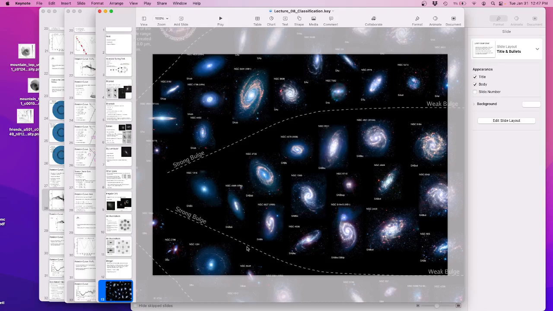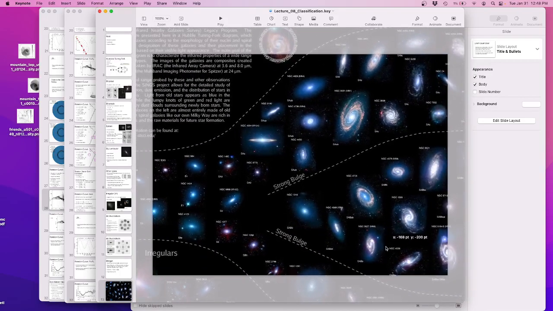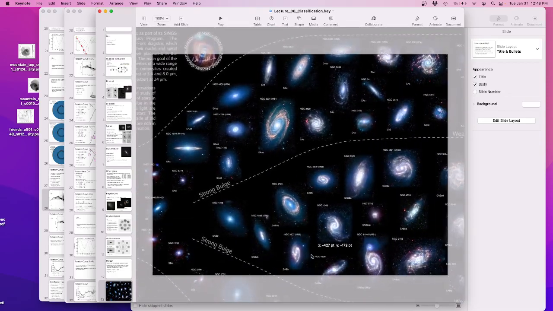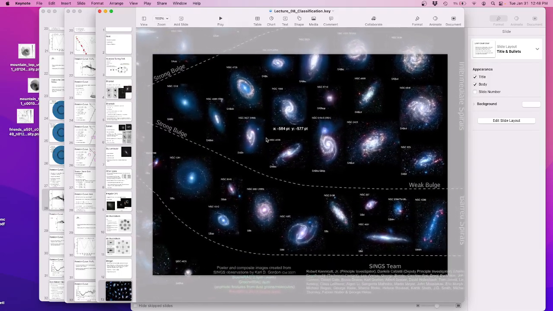Here is a really cool thing. I gotta put this poster up. So this poster is really cool, and I've got a hard copy of it somewhere. I should probably hang it on a wall. It's a really cool graphic that shows what all the different kinds of galaxies look like.